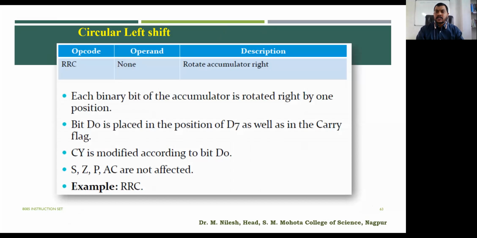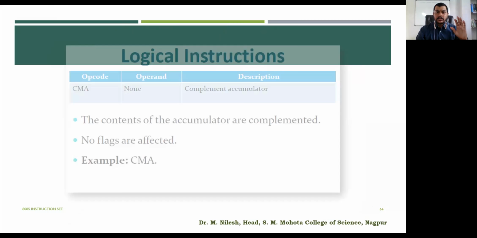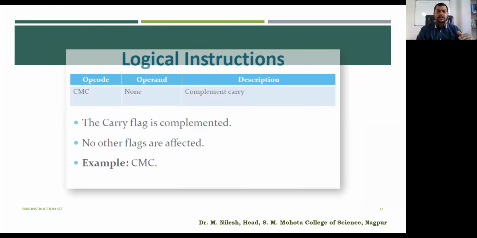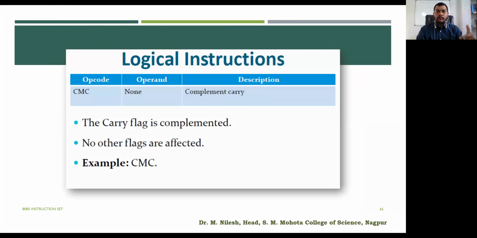These all instructions are concerned with the accumulator only, right? So these are all logical instructions. And the last instruction is complement accumulator, CMA. Complement accumulator means the contents of the accumulator are being complemented. मतलब क्या हुआ, 1 का 0 हो गया, 0 का 1 हो गया, बस इतना ही. CMC कॉम्प्लीमेंट कैरी, मतलब कैरी अगर 1 है तो 0 हो जाए, 0 है तो 1. ये करने के लिए हम लोग ये इंस्ट्रक्शन यूज कर सकते हैं. आई होप ये इंस्ट्रक्शन हम बहुत रेयरली यूज करें.